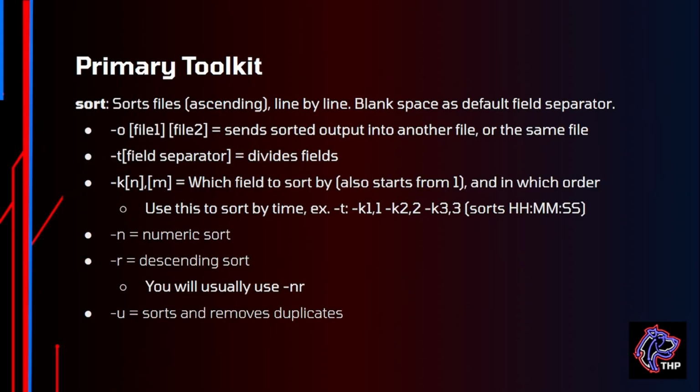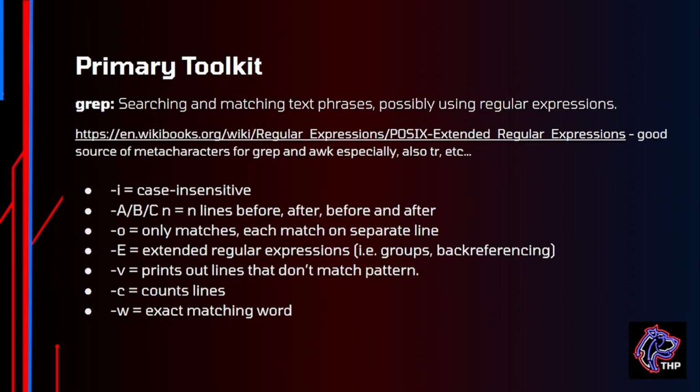Sort sorts files in ascending order, but if you use the -nr tag, it sorts them in descending order. There's not too much to talk about here, besides, for example, the -k tag. This was something I encountered during a previous NCL individual game where you had to sort by hours, minutes, time. So you use the -t tag with colon as your field separator, and then you use -k to sort by the first field, then the second field, then the third field.